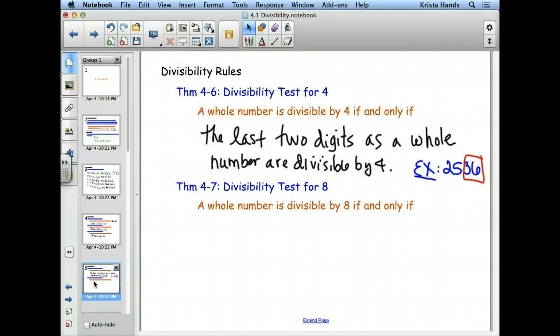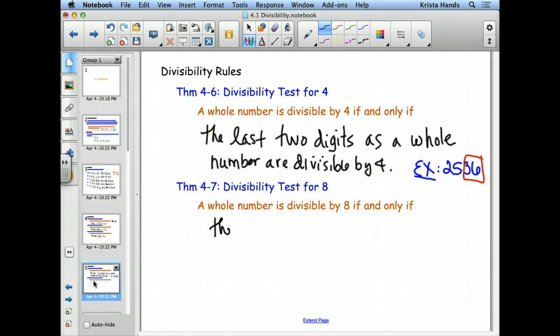So let's think through this. Divisible by 2, we looked at the last digit. Divisible by 4, we looked at the last 2 digits. Divisible by 8, we're going to look at the last 3 digits. I don't find this to be a very helpful rule, just so you know, because I don't know my multiplication tables of 8 up to 3-digit numbers, do you? No. But it actually does hold true.